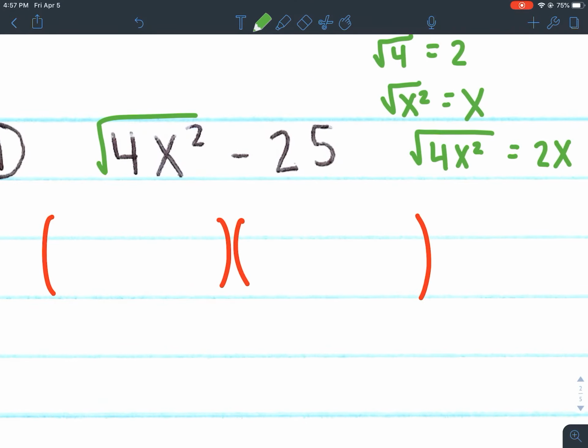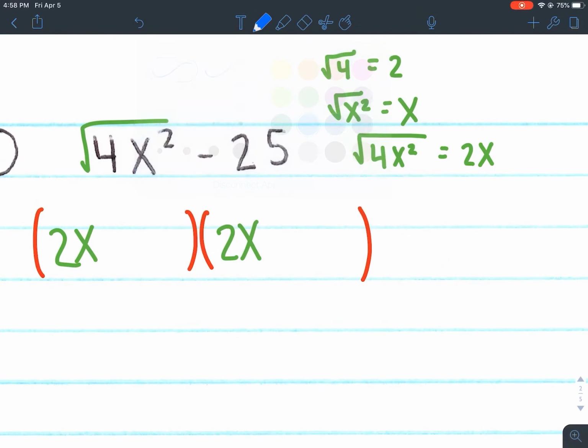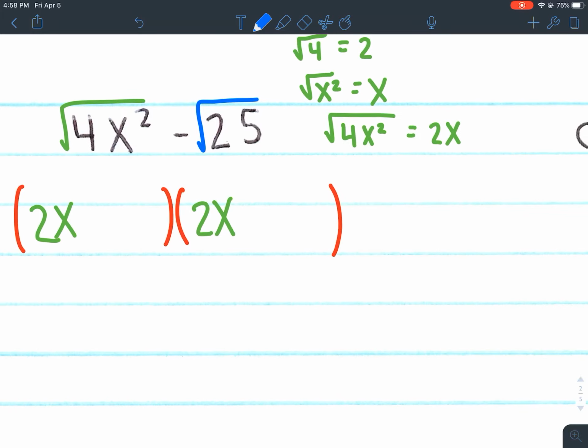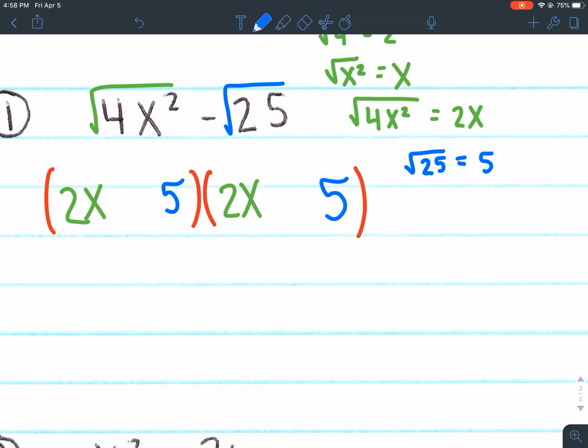Now, do you see how 4x squared is your first term in this binomial? It's going to be the first term in your parentheses. So you're going to have 2x and 2x here. Okay? Now your second term is a positive 25. Again, that minus sign doesn't really affect anything I'm doing here. I just need it in there to make sure that I can do difference of squares. Square root of 25 is 5. That 5 is going to go in the back half of your parentheses because it's the second term.